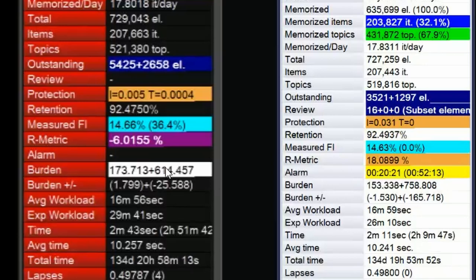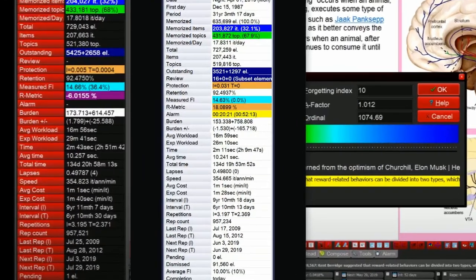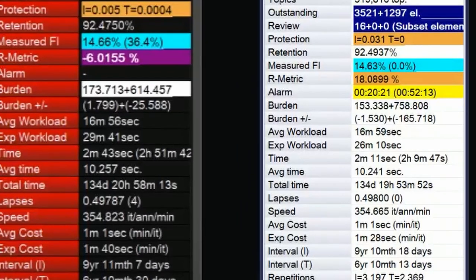So the burden has decreased for topics from 758 to 614. Good. But the items have increased from 135 to 175, so 20 more every single day. We don't have enough information because of what he's postponing or whatnot, but at least we can see, based on the changes, that it is a big change with minus 165. So therefore, here, the change of the burden daily, I can guarantee that it is because of the postpones.